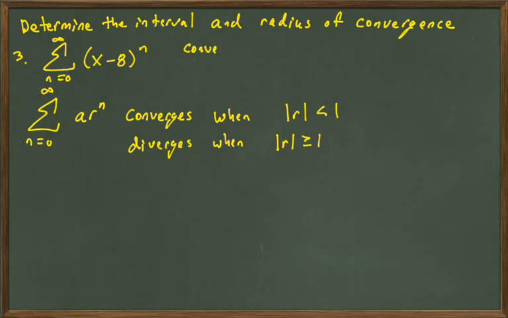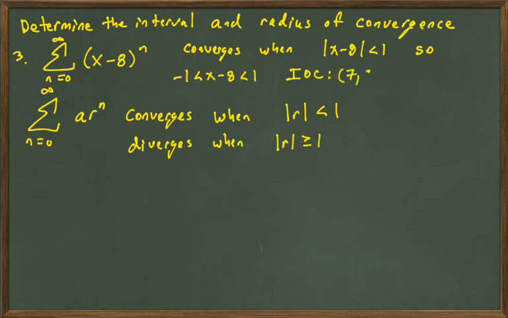For this specific series, our common ratio is x minus 8. This is going to converge when the absolute value of x minus 8 is less than 1. This is equivalent to saying negative 1 is less than x minus 8, which is less than 1. Add 8 to all three sides, and that gives us our interval of convergence of 7 to 9. And our radius in this case is going to be 1.